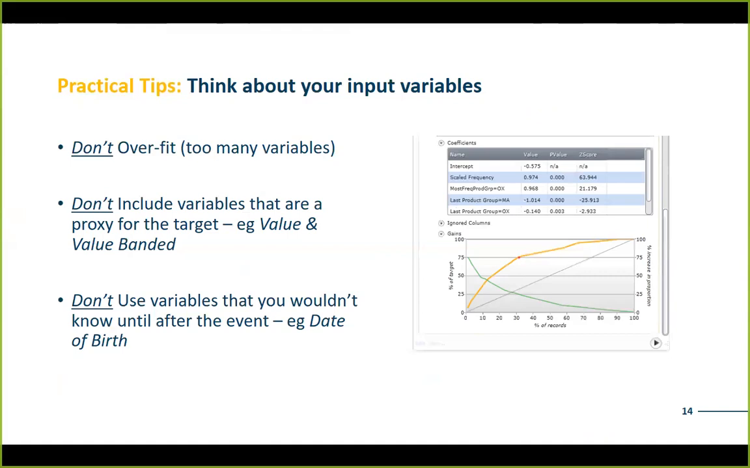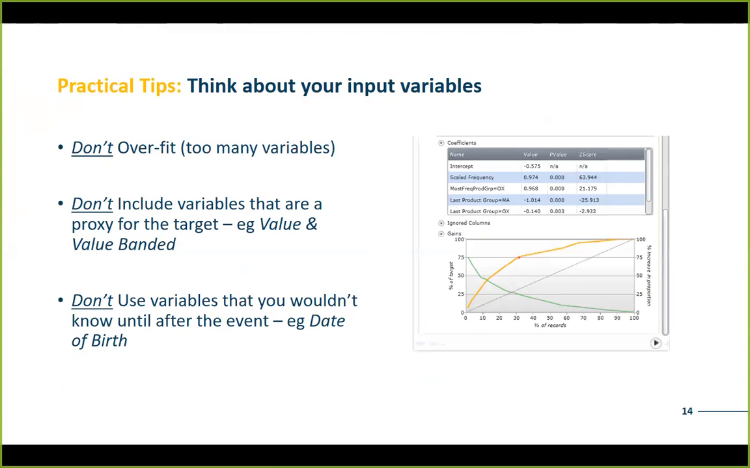I think as a general rule, don't try and overfit. Don't have too many variables. There's no point having 50, 100 fields in your model. Generally, what you find is most of the successful models we see clients build have somewhere between 5, 6, 7, and maybe 20 variables included. And you can run them a number of times and just see the impact of taking some of those variables in and out of the model.